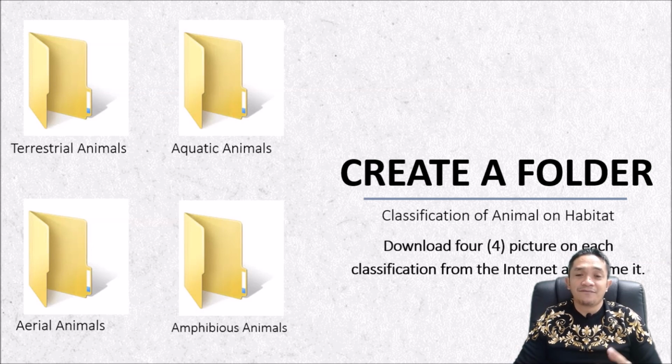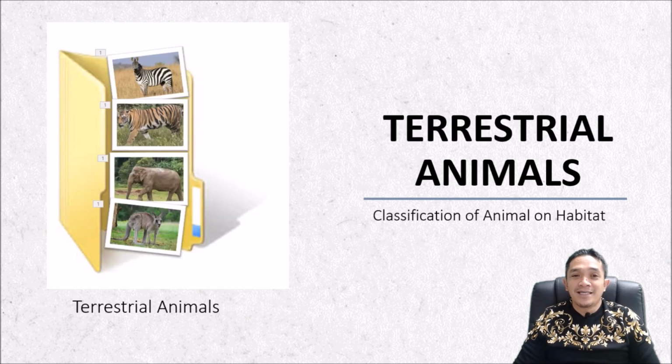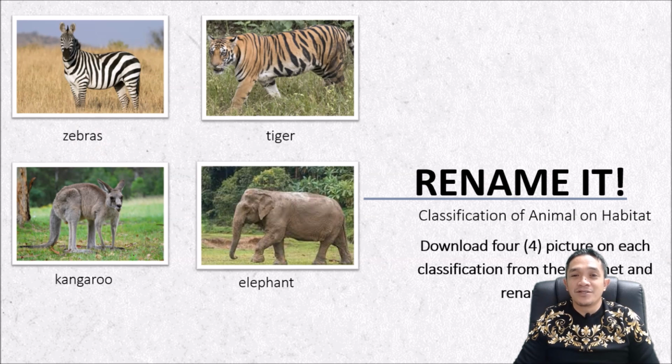After you have your folders, you are going to download four pictures and put them inside each folder. For example, in the terrestrial animals folder, you will download four pictures. For example, I download a zebra, tiger, kangaroo, and elephant, and after that, you will rename each picture inside that particular folder. Okay? So now we're going to start how to do it in our computer. Let's get started.